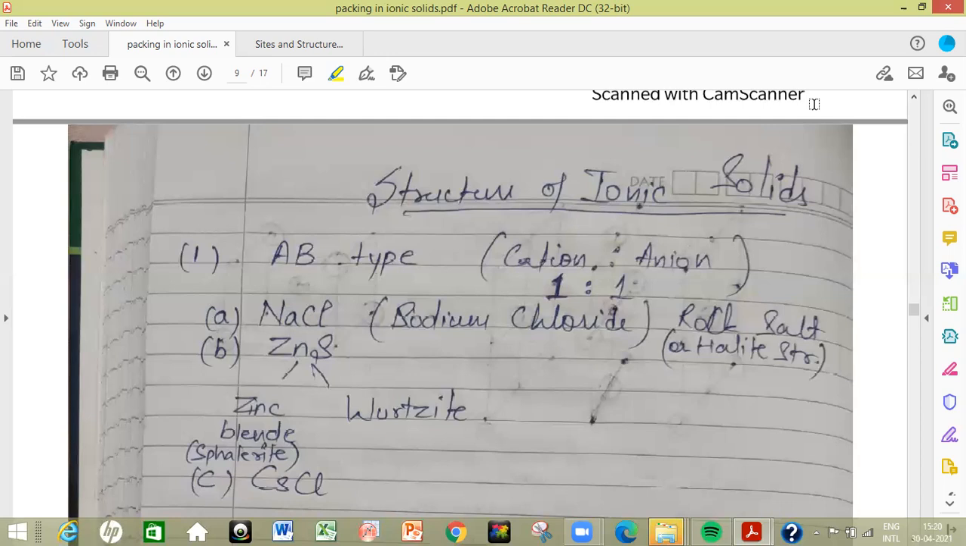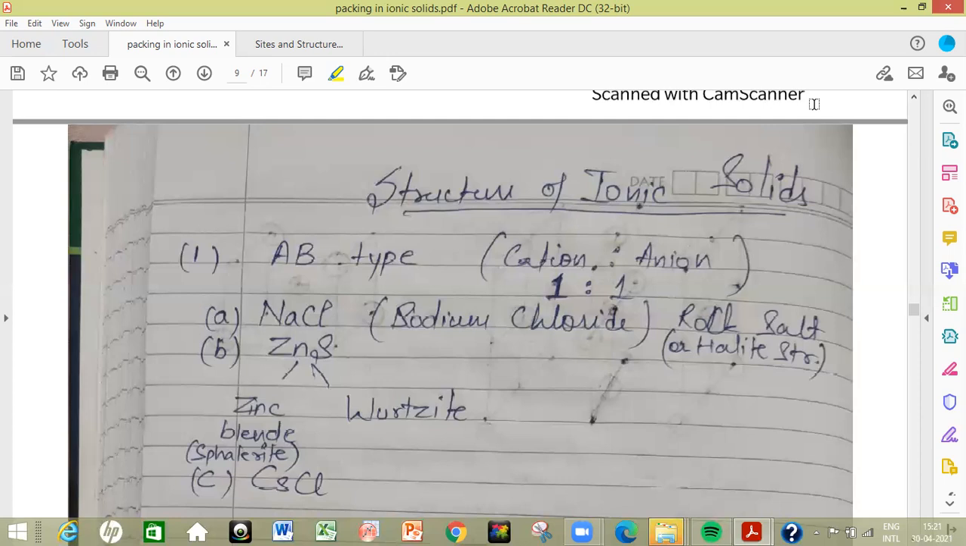So now we are all set to discuss the structure of ionic solids, where two types of ions are present, that is cations and anions. The first category of ionic solids is the AB type. The number of cations and anions is the same, that is, the ratio of cation to anion is 1:1. So that category is called the AB type. The first example under the AB type category is sodium chloride, that is NaCl, which is also called the rock salt structure or the halide structure.